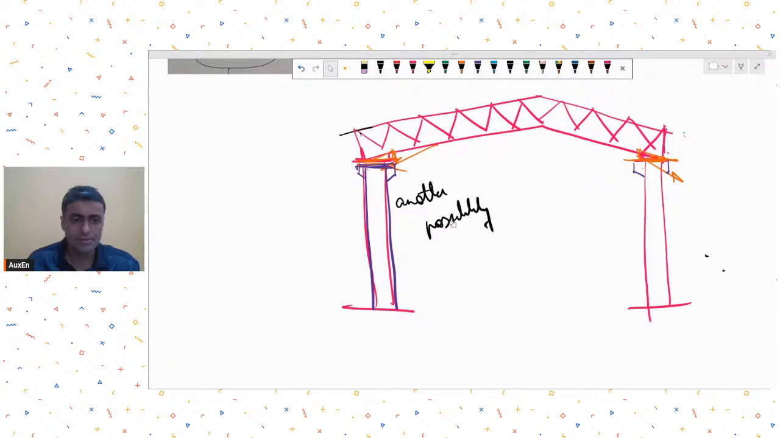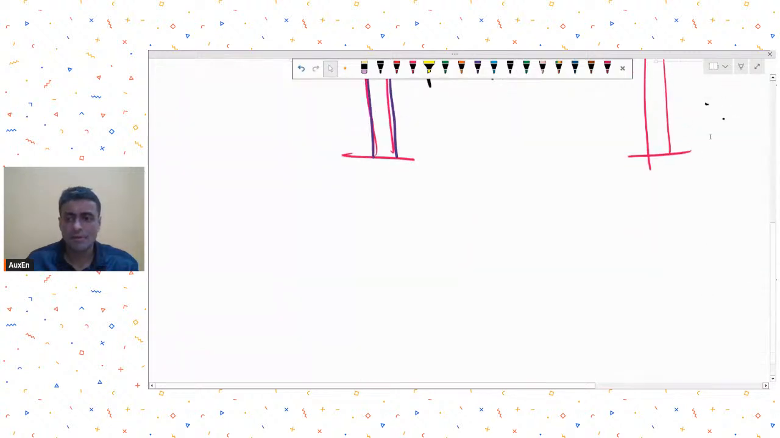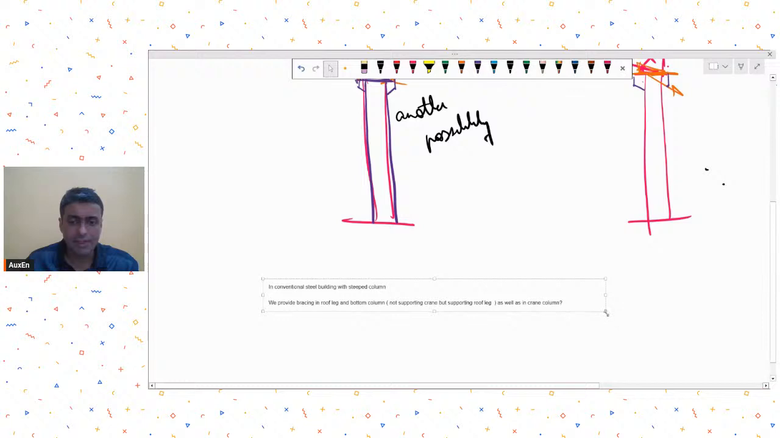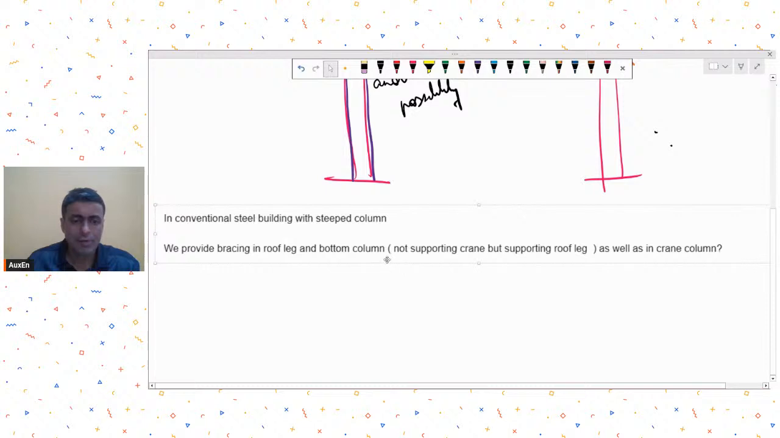Yeah. His next question is: in conventional steel building with stepped columns, we provide bracing in roof leg and bottom column as well as in crane column. Okay, that is his question. Do we provide bracing in roof leg and bottom?